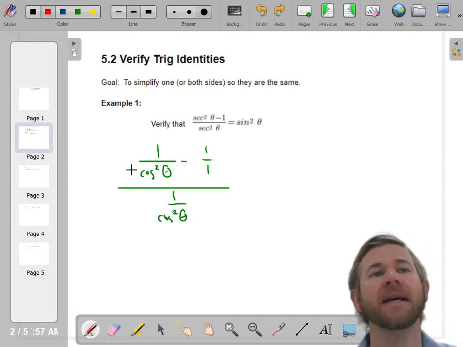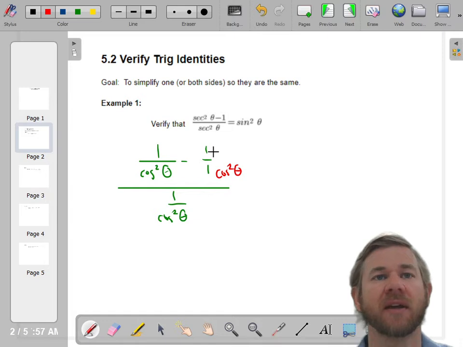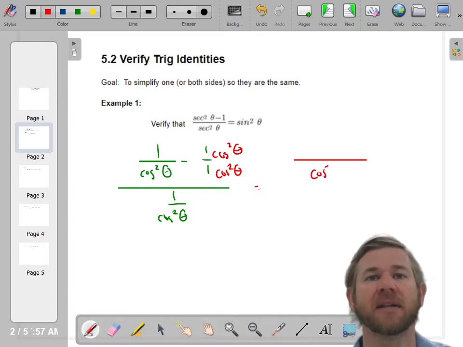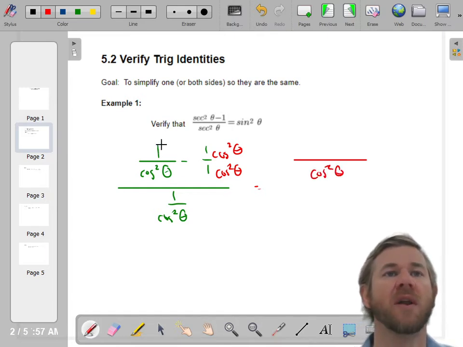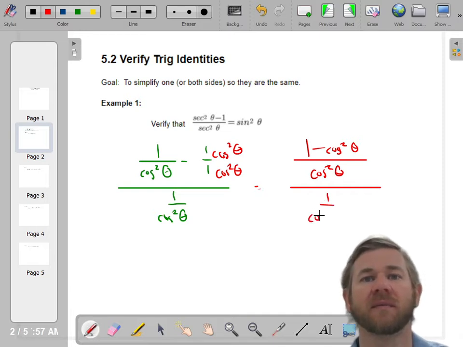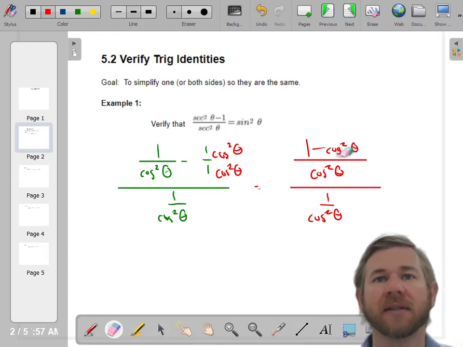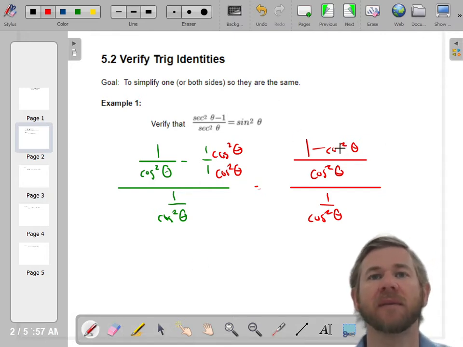Now I'm going to look at the numerator and say I need to get a common denominator because I am subtracting. So I will give this guy a cosine squared theta in the top and the bottom. And now in the numerator, I have cosine squared theta as my denominator, and I have 1 minus cosine squared in the top. And in the bottom, I still have 1 over cosine squared theta. All right.